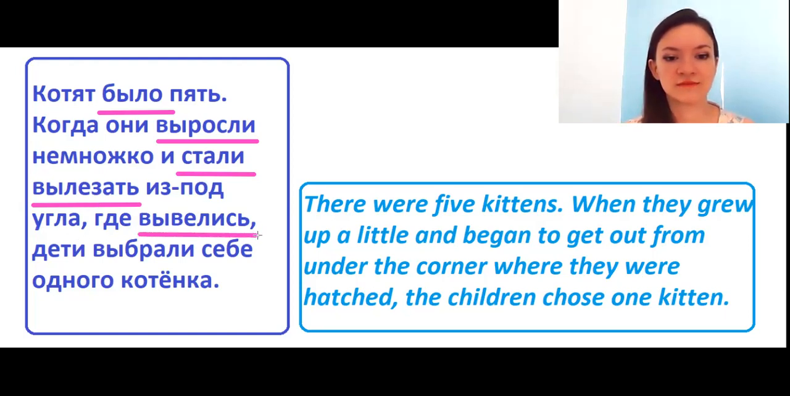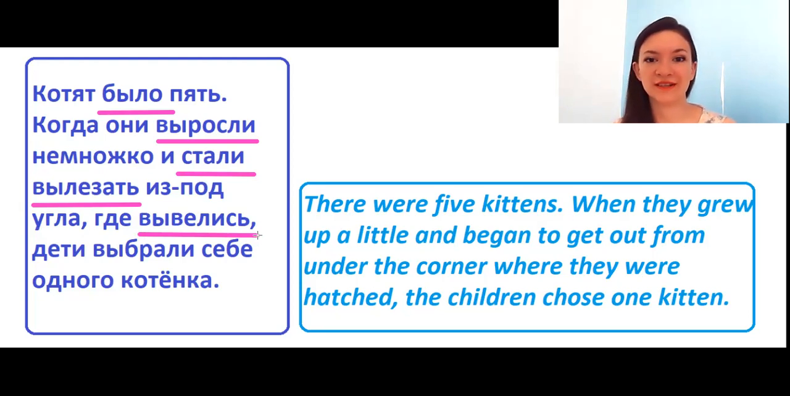Вывелись. It is perfective because вывелись here is similar to where they were born. Yeah, where they were born. And of course, you can be born only once. And this is a finished action. That's why we use perfective here.